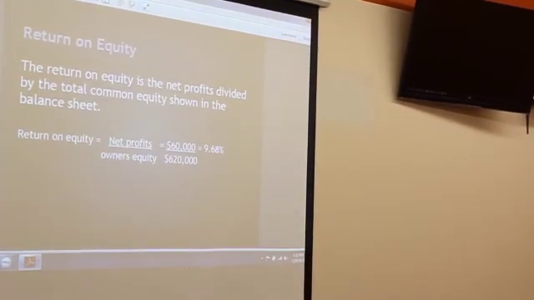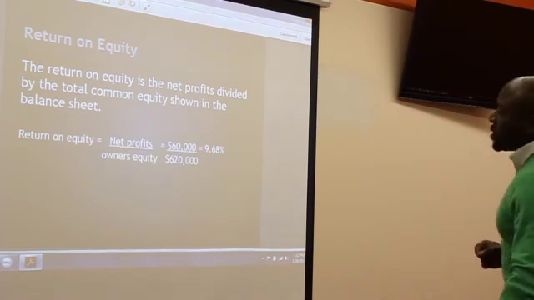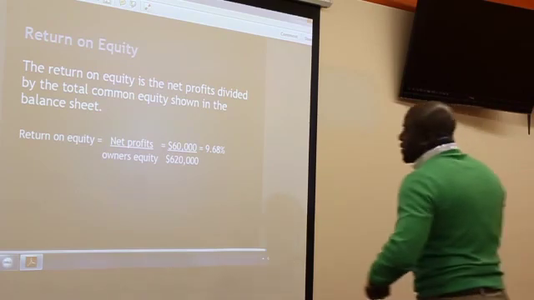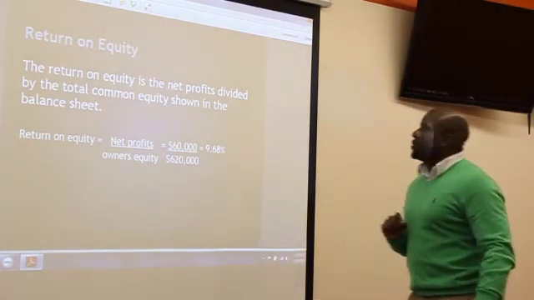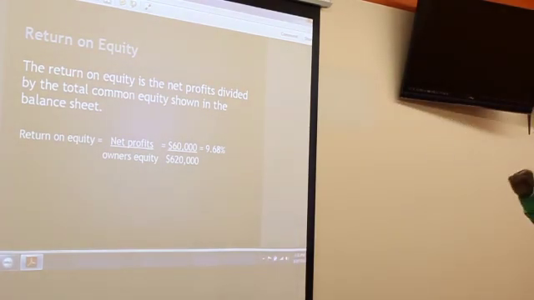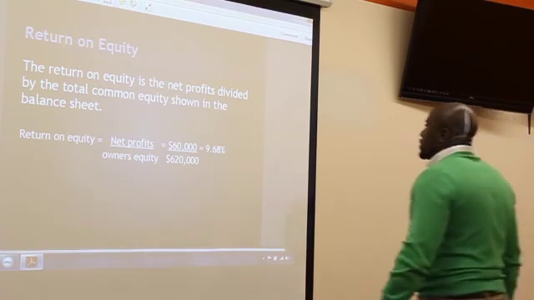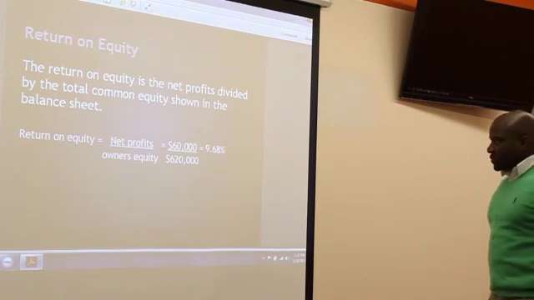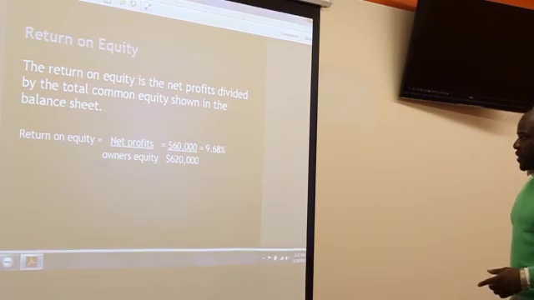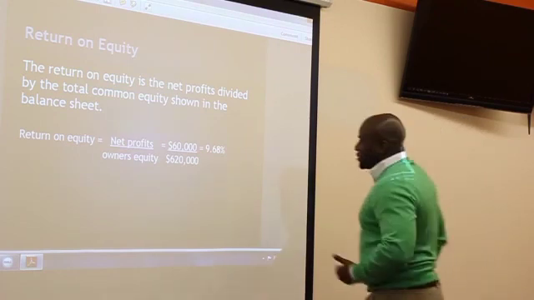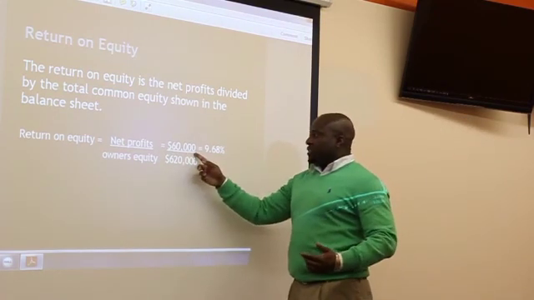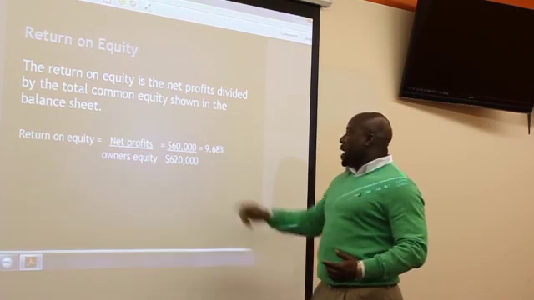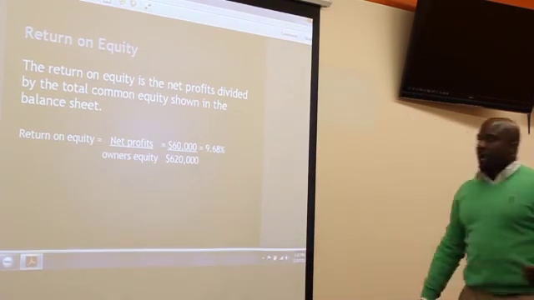All right, return on equity. A lot of people want to know, if I'm going to invest in your firm or company, what is going to be my return? They want to know what their hurdle rate is going to be. The return on equity is the net profits divided by the total common equity shown in the balance sheet. So say the owner's net profit was $60,000, but the owner had a total of $620,000 in equity. Net profit divided by owner's equity equals a 9.6% return on equity.